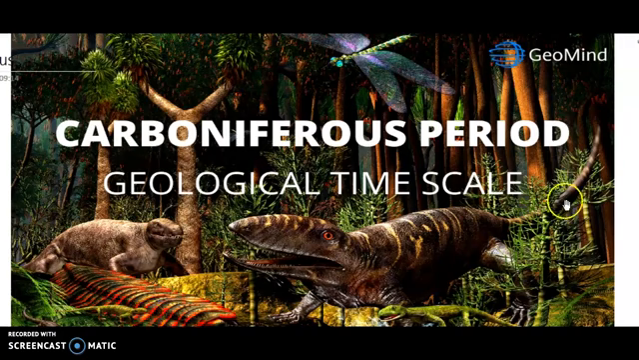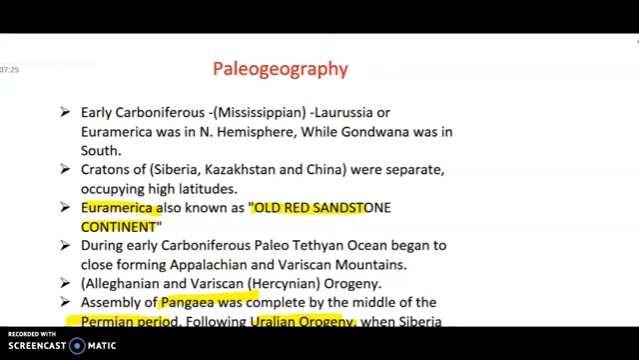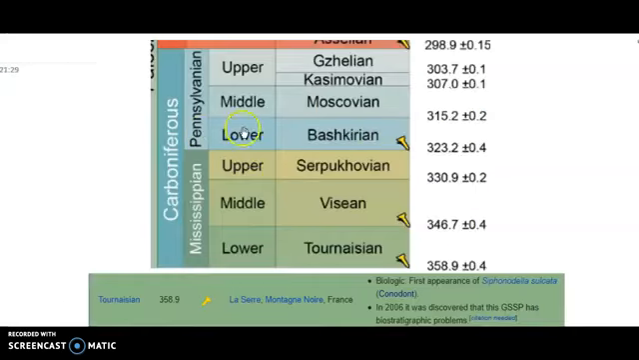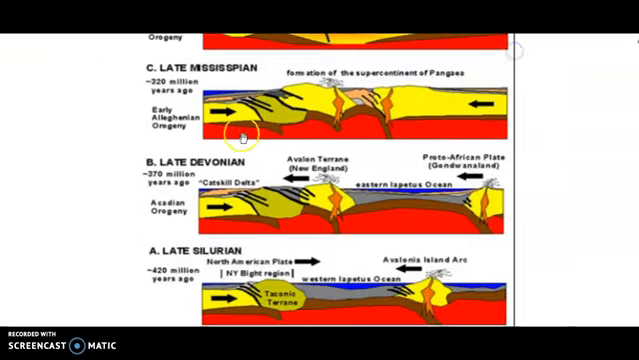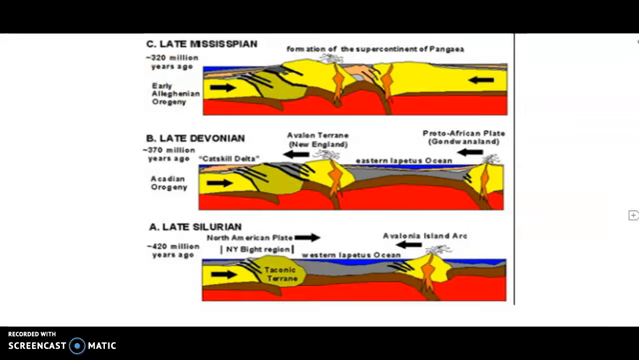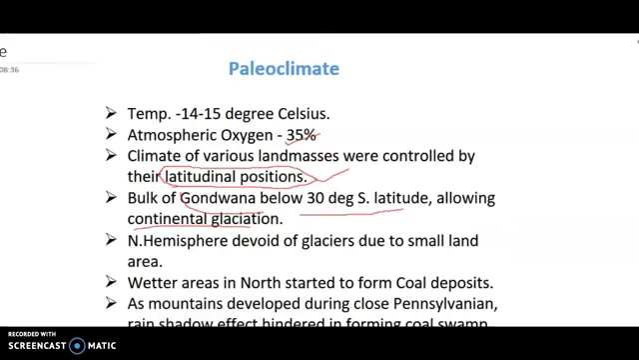Welcome to GeoMind. This is part two of the Carboniferous period in the video series Geological Time Scale. In the previous video we talked about paleogeography, paleoclimate, the introduction to the time scale of the Carboniferous period, and how the formation of Pangea started, the Appalachian and Alleghenian orogeny.